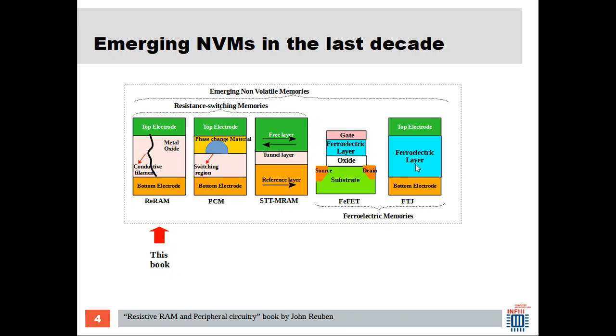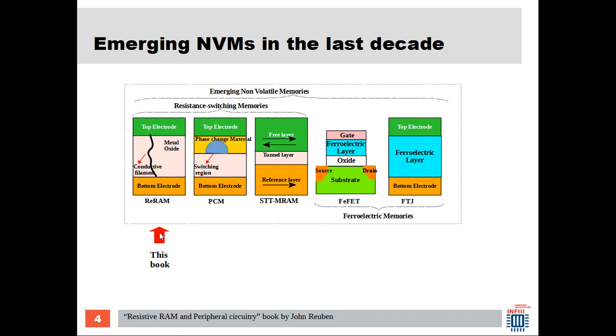And of course you have ferroelectric memories, again in three flavors. One is ferroelectric RAM, which is one transistor, one capacitor, where the capacitor is a ferroelectric capacitor. Or it could be a ferroelectric tunnel junction, where a ferroelectric layer is sandwiched, very similar to a ReRAM, but instead of a metal oxide, you have a ferroelectric layer. Or you could have a ferroelectric FET, very similar to a flash memory floating gate transistor, with a ferroelectric layer. But this book is going to only talk about resistive random access memory.